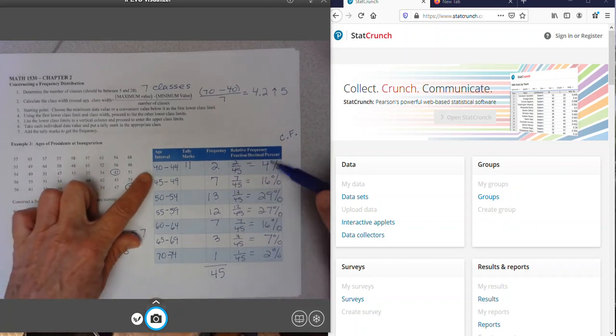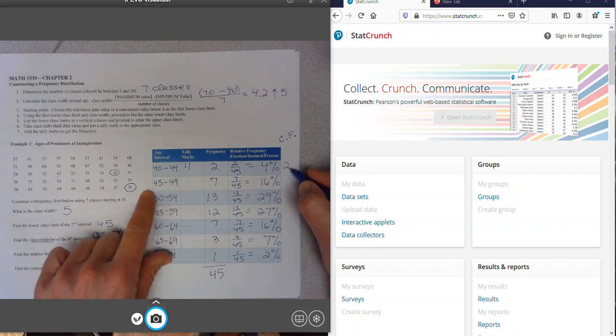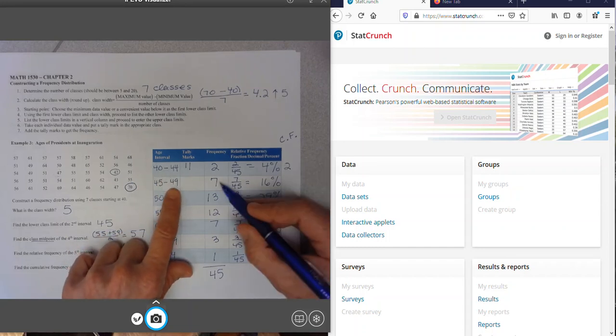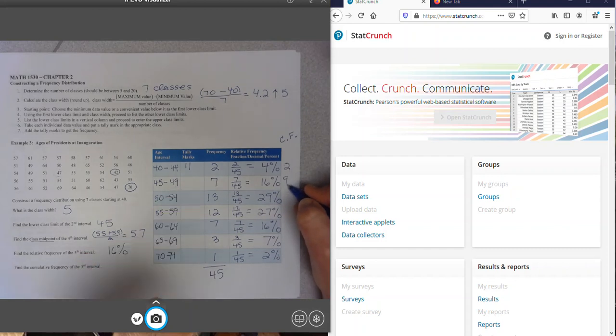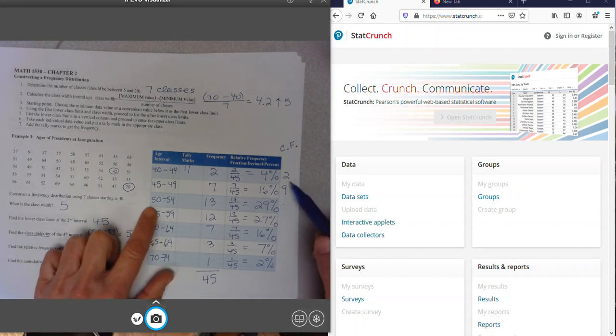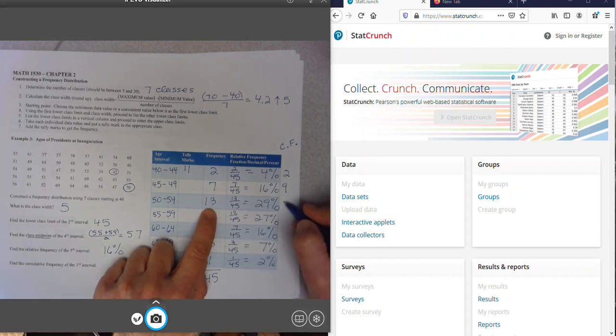So if we look at our first class, we've had a total of 2 presidents up to age 44. But now if we want to know how many presidents we have at inauguration, starting at 40 up to 49, we have this 2 plus the 7, so that's going to be 9. And then we just continue to add those together. So for our third class, we've got the 2 plus the 7 plus 13 more presidents. So up here we have a cumulative total of 22 presidents.